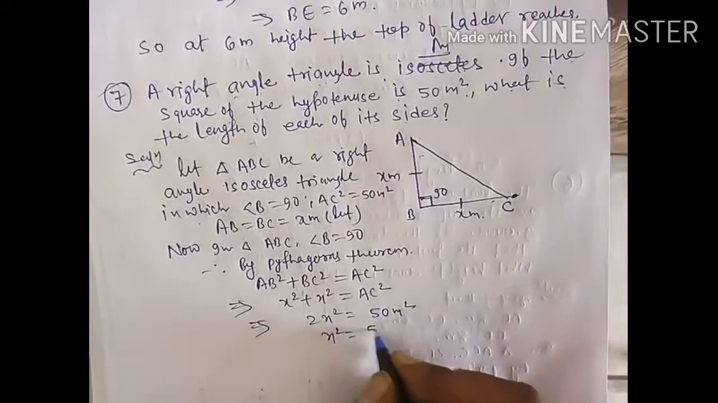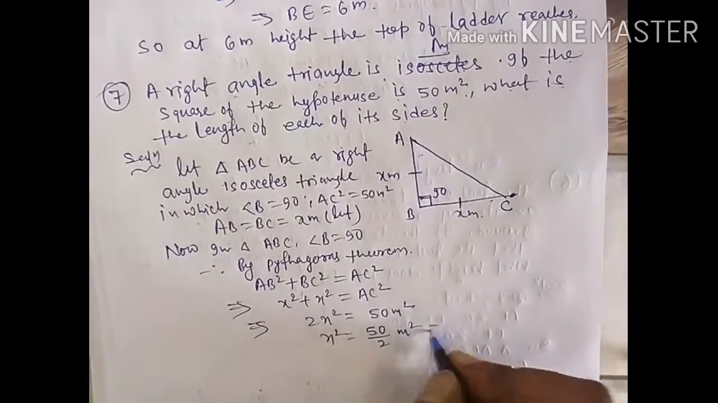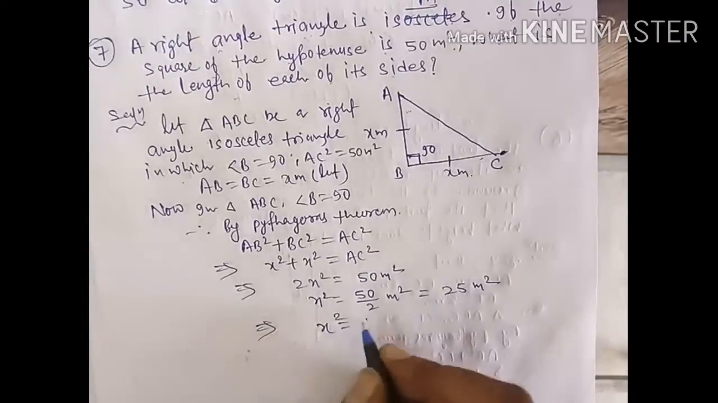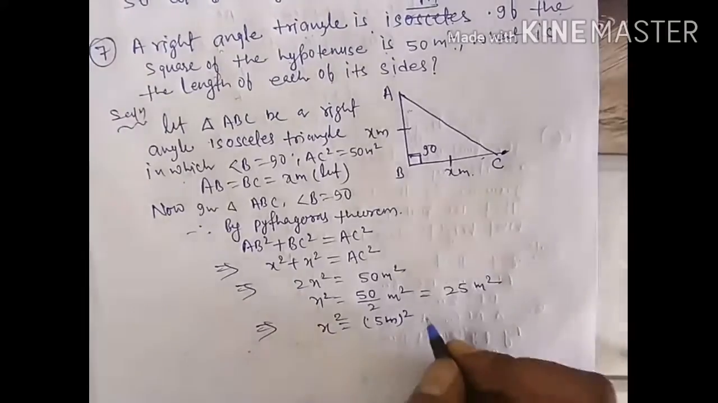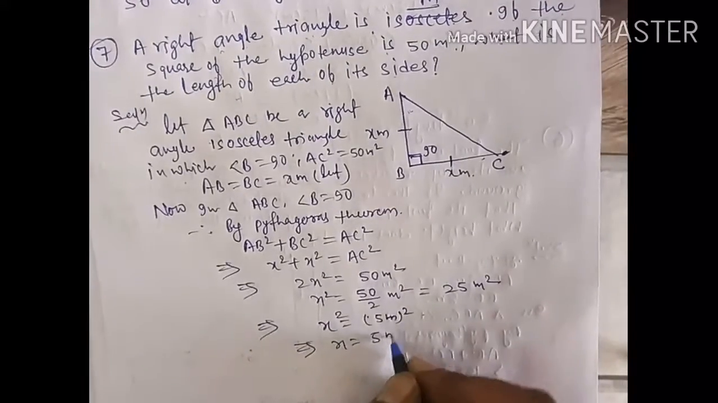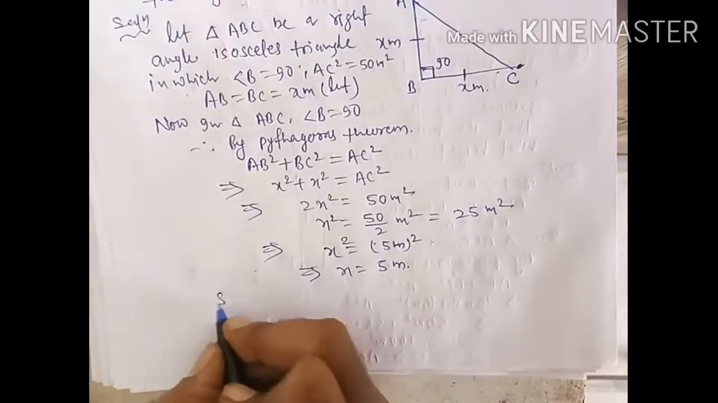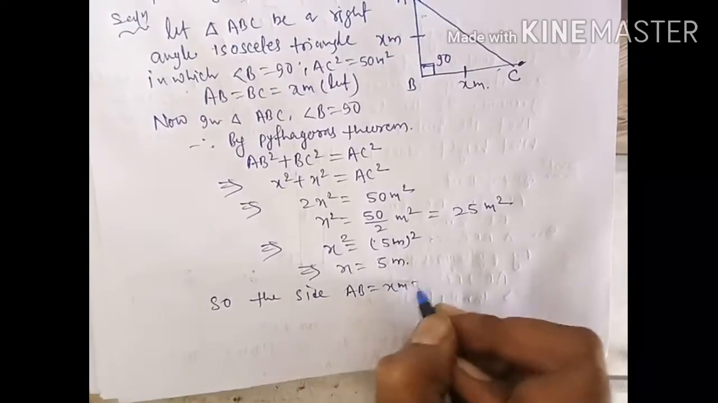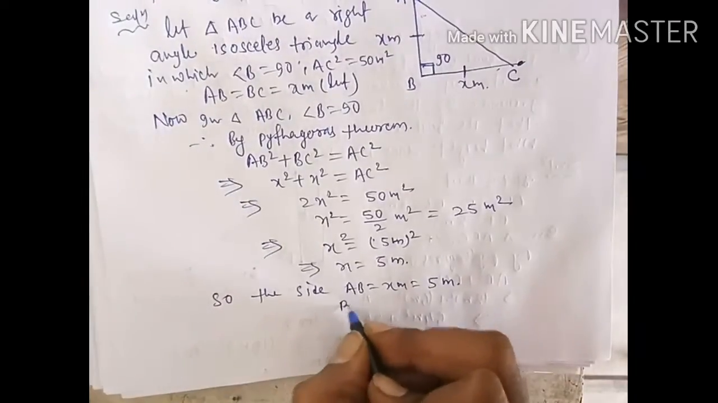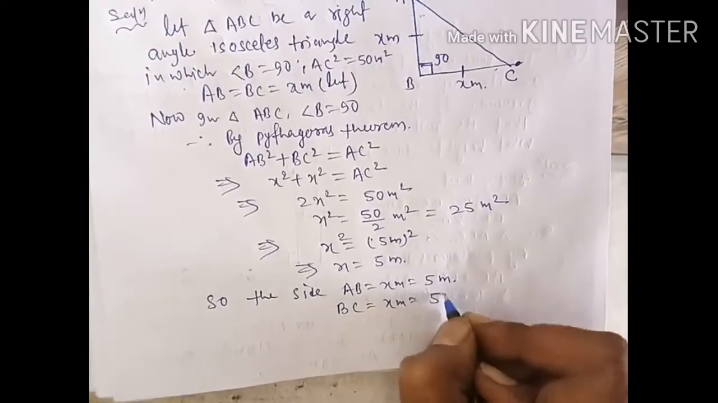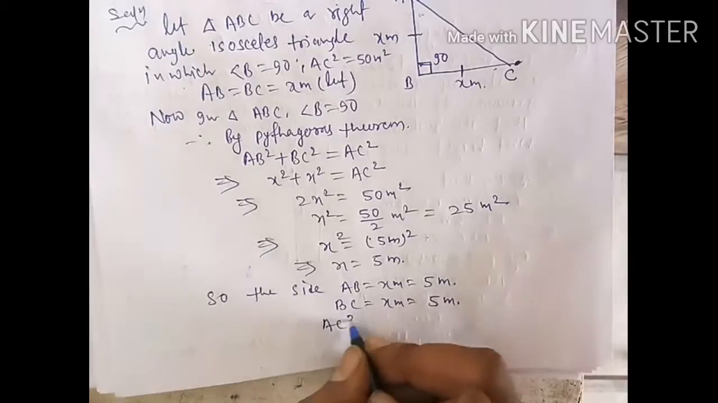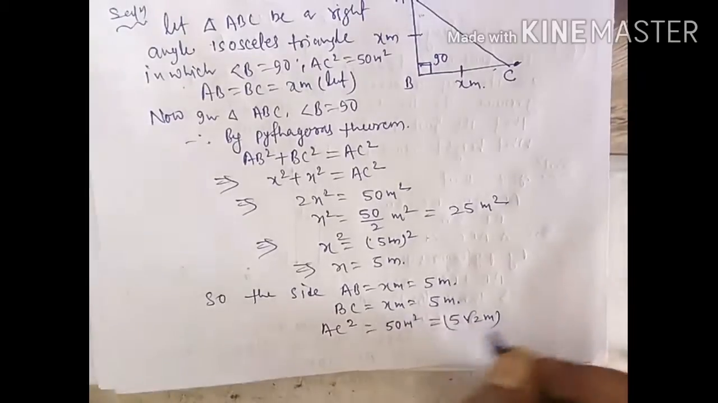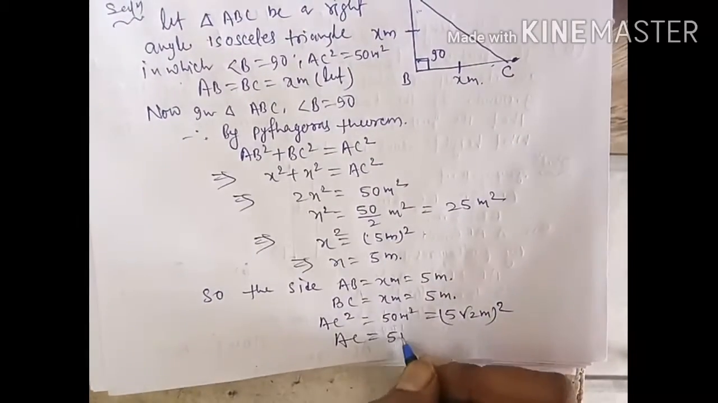So x square is equal to 50 by 2 meter square, that is 25 meter square. So x square is equal to 5 meter whole square. So x is equal to 5 meter. So the side AB is equal to x meter, that is 5 meter. Again side BC is also x meter, that is 5 meter. And given that AC square is equal to 50 meter square, it means 5 root 2 meter whole square. So AC is equal to 5 root 2 meter.